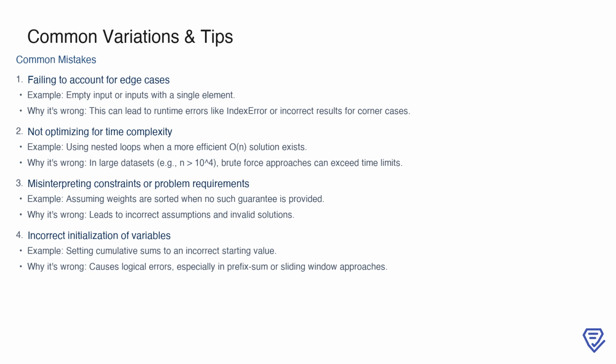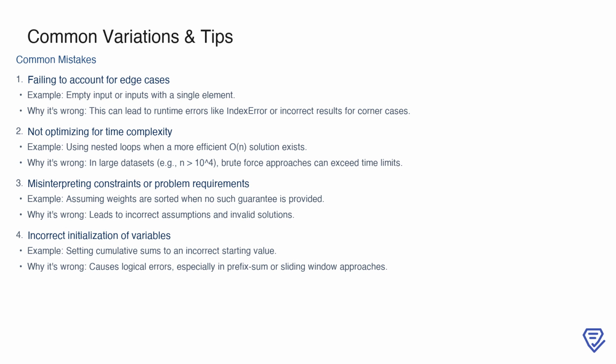One of the most common mistakes when solving problems like this is neglecting edge cases. For instance, what happens if the input is empty or contains just a single element? Overlooking these situations can lead to runtime errors like an IndexError or produce incorrect results. Another frequent issue is not optimizing for time complexity. Let's say you're using nested loops in a scenario where a more efficient O(n) solution is possible. This might work for small datasets, but when the input size grows significantly, such as n greater than 10,000, your solution may exceed time limits.